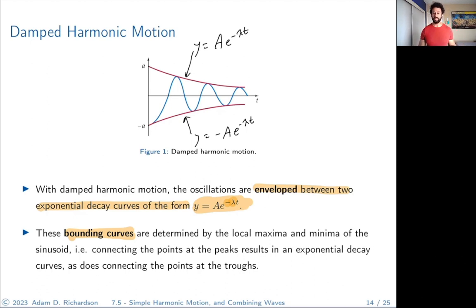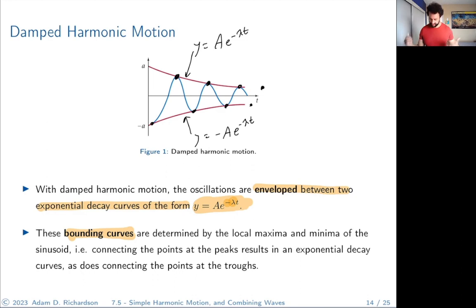You look for all the local maxima and minima of the sinusoid. So maybe I'll emphasize it right here. Go back to the pen. So this point, this point, this point, this point, all those points on the top right there are going to determine the upper bounding curve. And in this case, they're going to follow an exponential decay curve. You can do the same thing for the lower bounding curve. So right here, right here, right here, and so on. Those points below are going to determine the lower bounding curve. That's how you would do it.